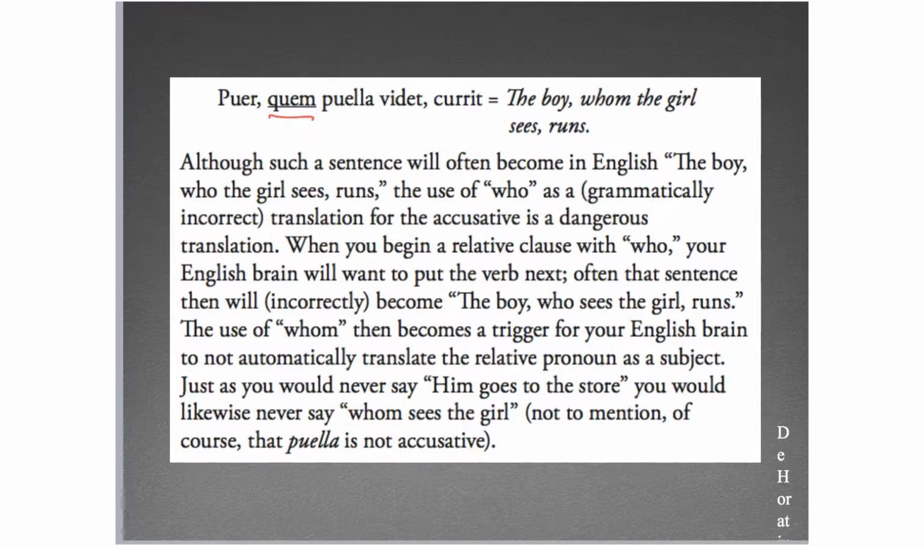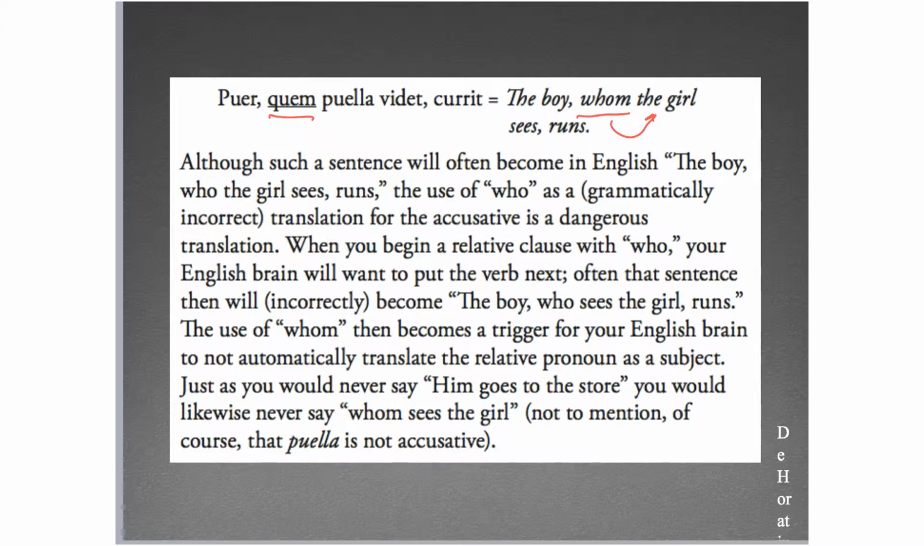A good rule in English, it's not going to work every time, is that when you're dealing with a non-nominative relative pronoun, in this case an accusative, that relative pronoun should be followed directly by a noun in English. So, whom the girl sees. The girl sees him. We switch it around a little bit. If it's a nominative relative pronoun, the W word will be followed by the verb directly.